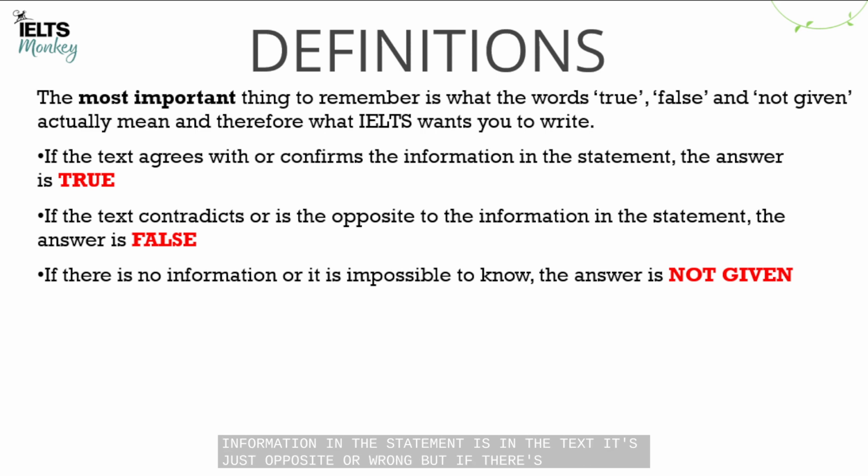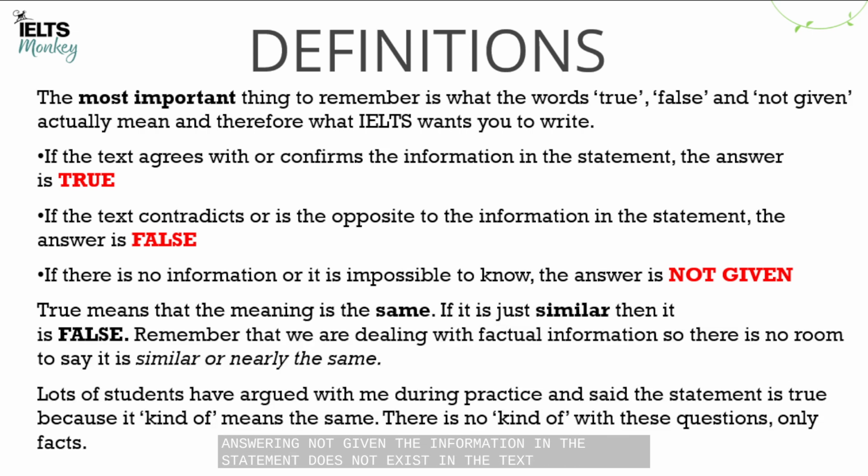But if there's a not given answer, the information in the statement is not in the text. So basically what you're choosing between is something that is there and something that isn't there. Okay? Now again, if this isn't clear yet, it'll make more sense later. But the main key here is that when we are answering true and false, the information that's in the statement exists in the text, whereas when we're answering not given, the information in the statement does not exist in the text.